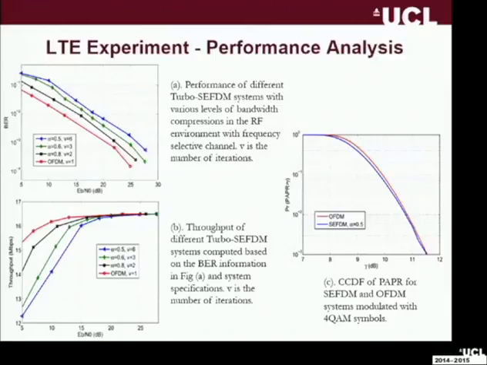Results, performance analysis. This is a PAPR plot showing that the peak-to-power ratio is similar for both OFDM and SEFDM. Here we use the turbo decoding I described in the previous slide to detect the signals. And the two figures on the left show the trade-off between throughput and bit error rate accordingly. Okay.